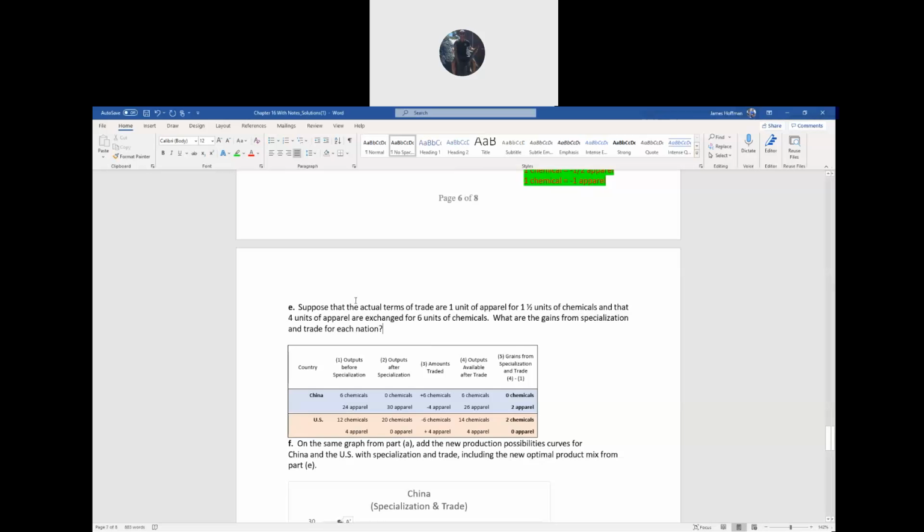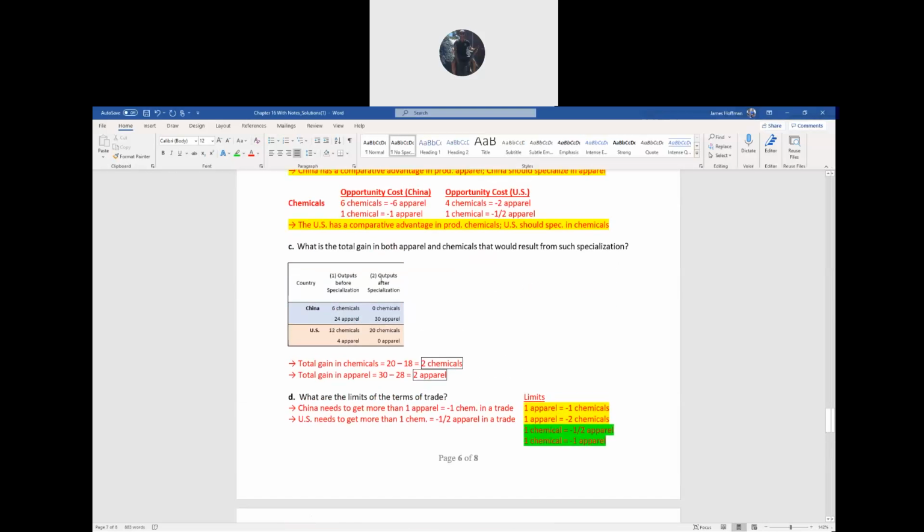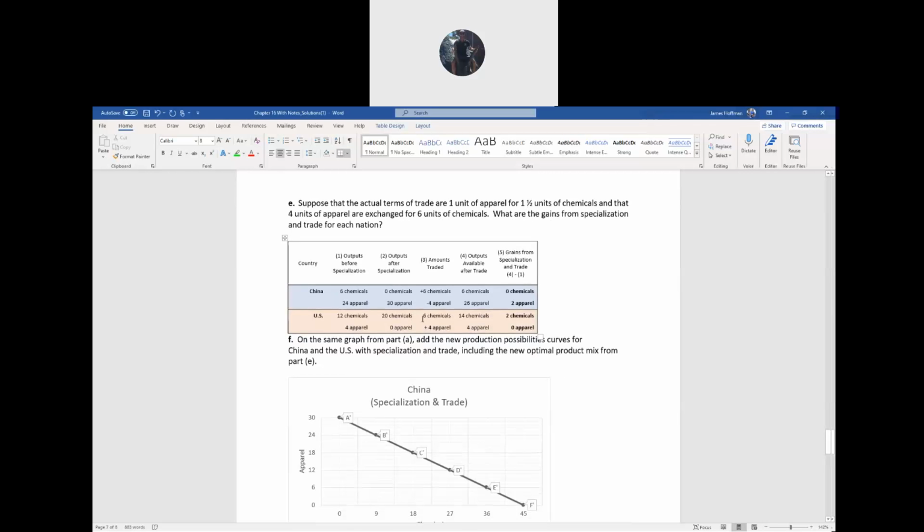Here's the big chart. You always have column 1. You've got the two countries, whatever they are, and column 1, which is outputs before specialization. That's given. Column 2 is outputs after specialization. You got that in part C. And then columns 3, 4, and 5. Column 3 is amounts traded. We're about to do that. Column 4 is outputs after trade, and column 5 is gains from specialization and trade. We have the first two already. Let's start with column 3, which is what we trade.